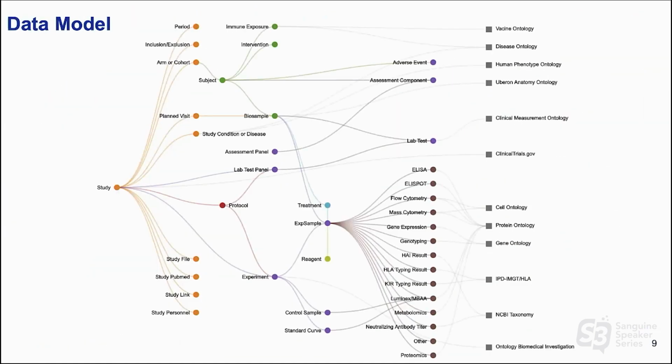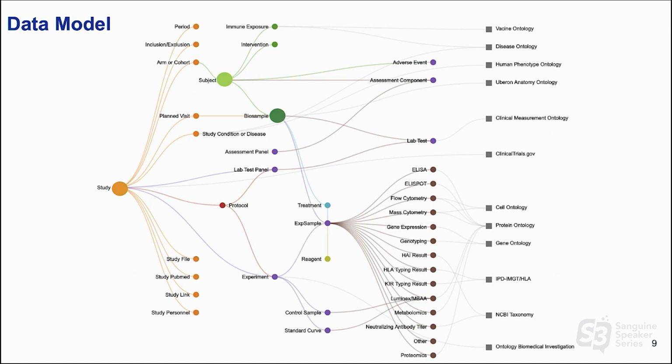A little bit about the data model. ImmPort database is a relational database, so the data is stored in tables, and it is very study-centric. We start with a study, and within a study, for example, a study has subjects, and subjects belong to a cohort arm or a cohort, which means treatment arm versus control arm.